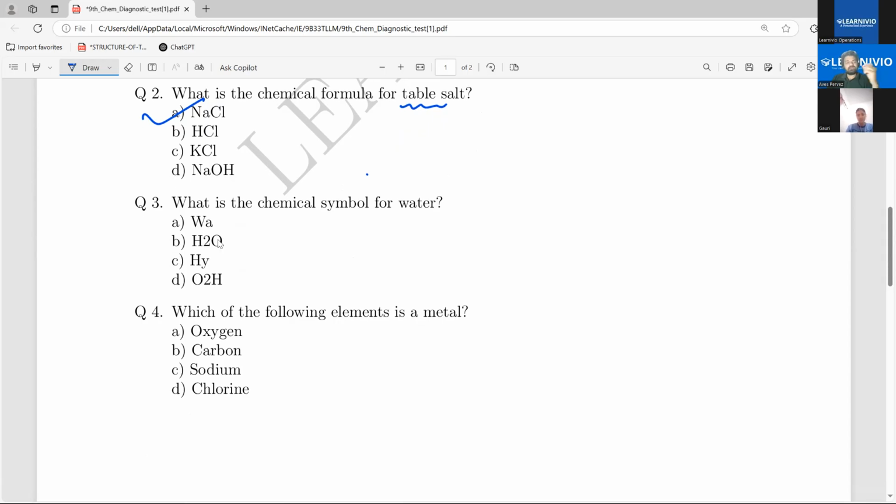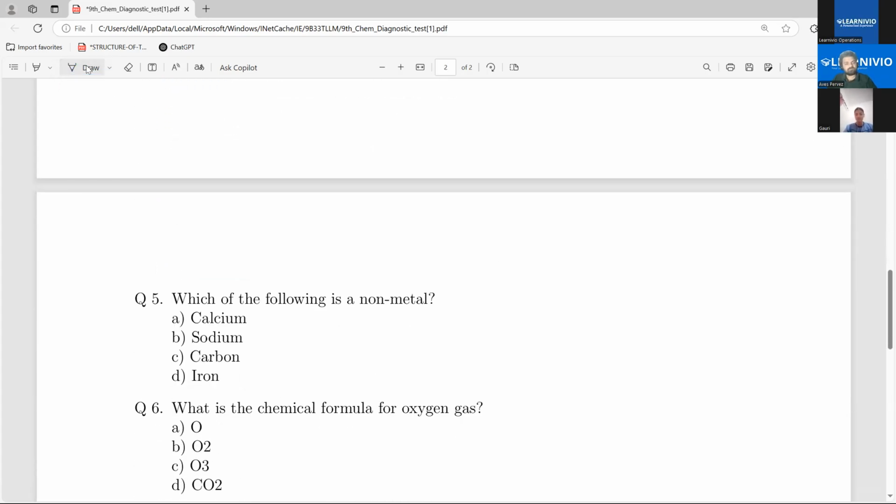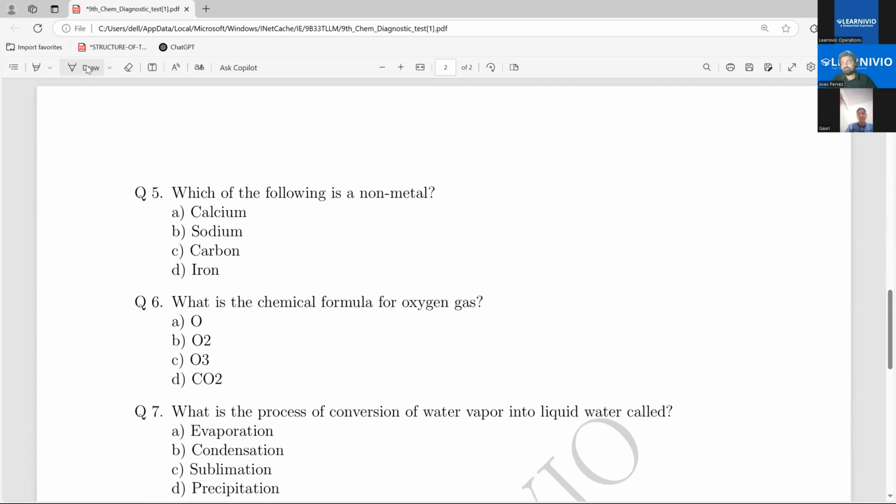What is the chemical symbol for water? H2O. Which of the following elements is a metal? Sodium. Okay, next. Which of the following is a non-metal? Carbon.